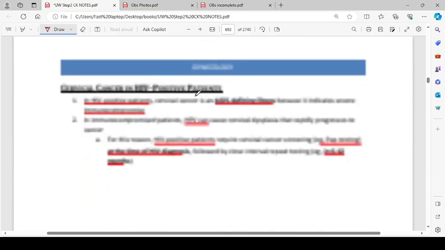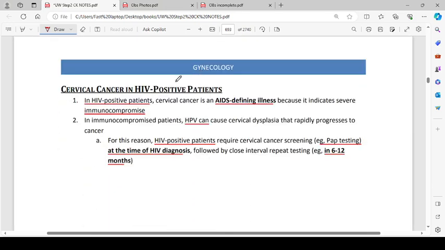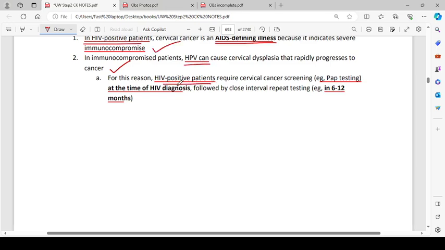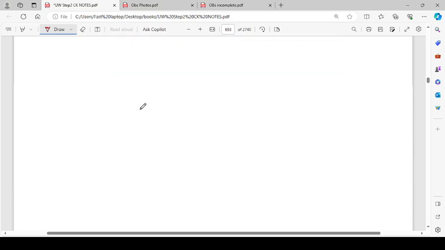Then we have the next topic, that is cervical cancer in HIV positive patients. In HIV positive patients, cervical cancer is an AIDS defining illness because it indicates severe immunocompromise. In immunocompromised patients, HPV can cause cervical dysplasia that rapidly progresses to cancer. For this reason, HIV positive patients require cervical cancer screening, for example, PAP testing, at the time of HIV diagnosis, followed by close interval repeat testing, for example, in 6 to 12 months.